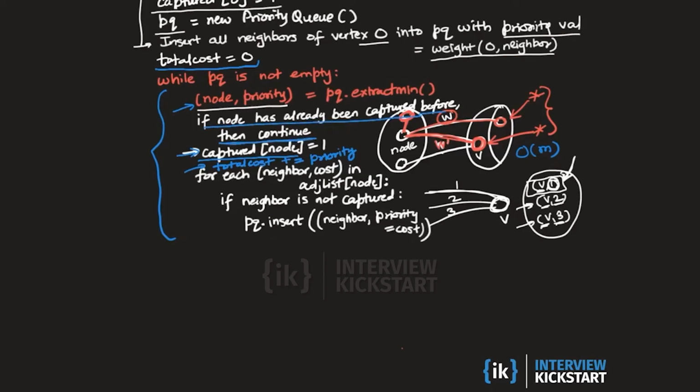But the first time we extract a node from the heap, that is the moment of capture, that is the moment when our spanning tree grows. And so when we exit this while loop over here, we will do so when the priority queue becomes completely empty, and assuming that our graph was initially connected, our total cost here is going to be the total cost of the minimum spanning tree, which we can then return.